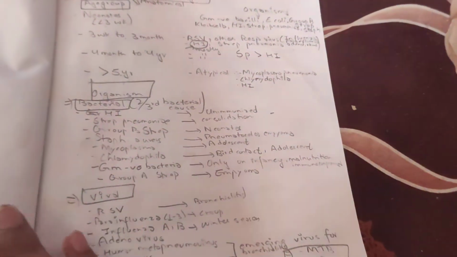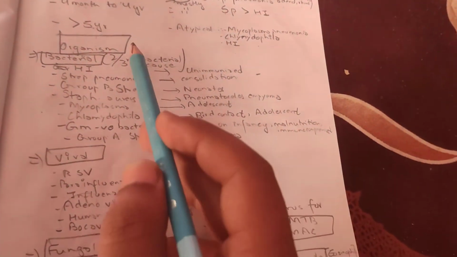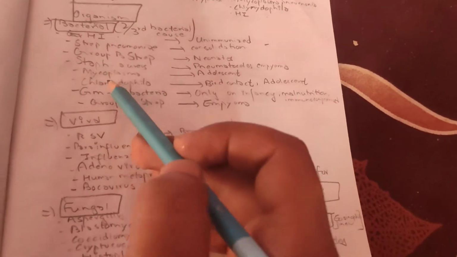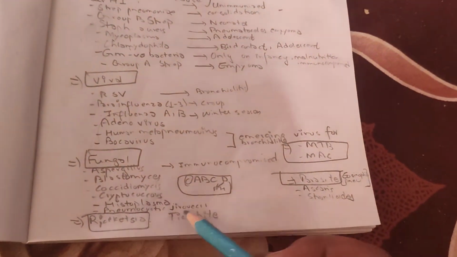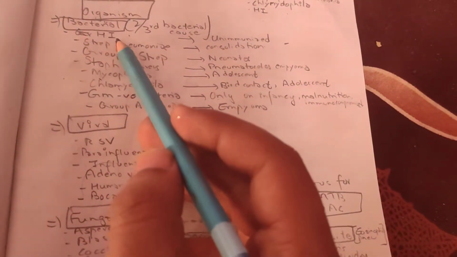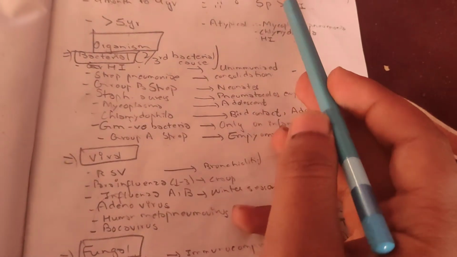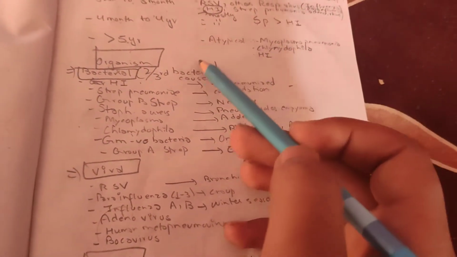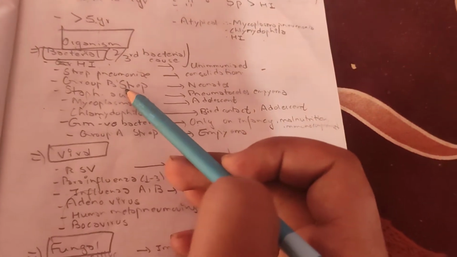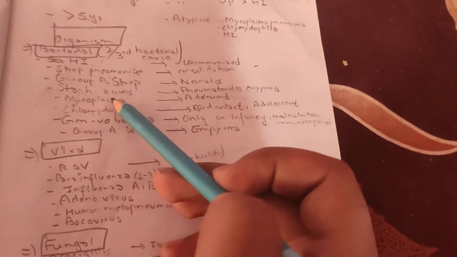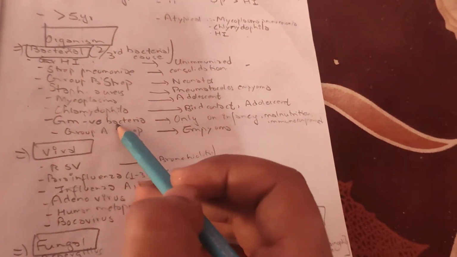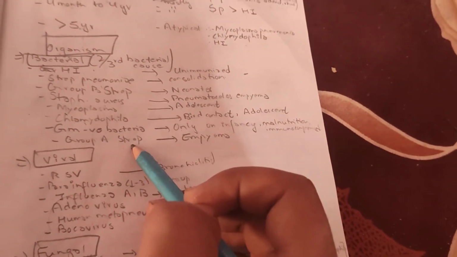Now, classification on the basis of causative organism. What can be the causative organism? Bacterial, viral, fungal, rickettsial, atypical, and parasitic. In bacteria, we can draw the names of the bacteria from the above age group classification. Like Haemophilus influenzae, Streptococcus pneumoniae, Group B Streptococcus, Staphylococcus aureus, Mycoplasma, Chlamydophila, gram-negative bacteria, and Group A Streptococcus.